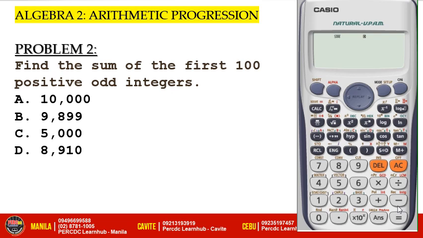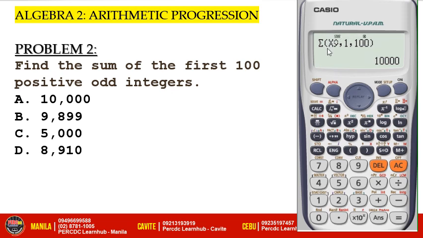Ayan. Medyo natagalan si calculator. And then, ayan, lumabas po. Yung correct answer is 10,000. So, every time we encounter a sum of first 100 terms, first 5 terms, shift flag lang yung gagamitin natin. Ito yung summation niya.